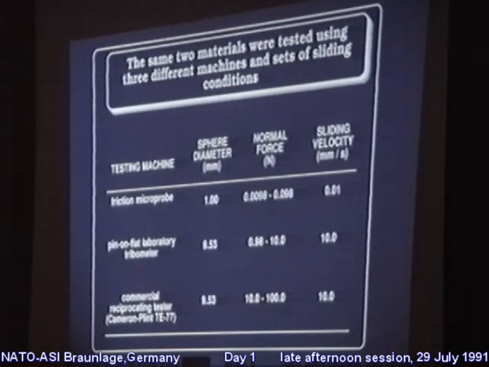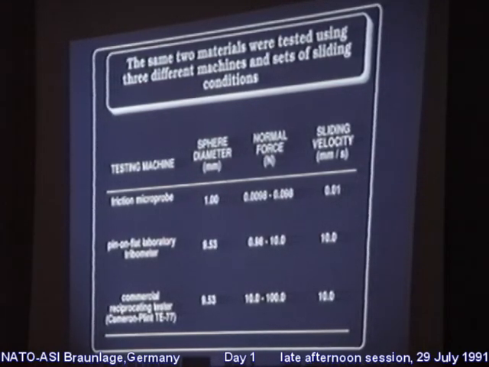And then finally a Cameron Plint TE77, which is a rather husky reciprocating wear machine. And here we explored the load range between 10 and 100 newtons. What's also significant about these machines is the way we measure friction. And I want to take just a minute or two to explain that, because I think the manner in which you measure friction has an effect.